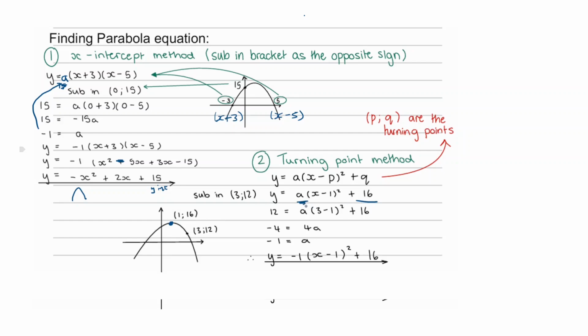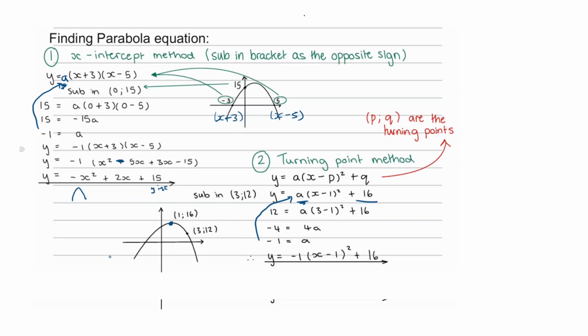What do I do whenever I'm missing one letter in maths? In functions, I just sub in a point. So I'll sub in 3 and 12. So y is 12, x is 3. That just becomes 4a, and this goes across to be minus 4. So a is minus 1. And then you can just put minus 1 back in where you were last stuck.